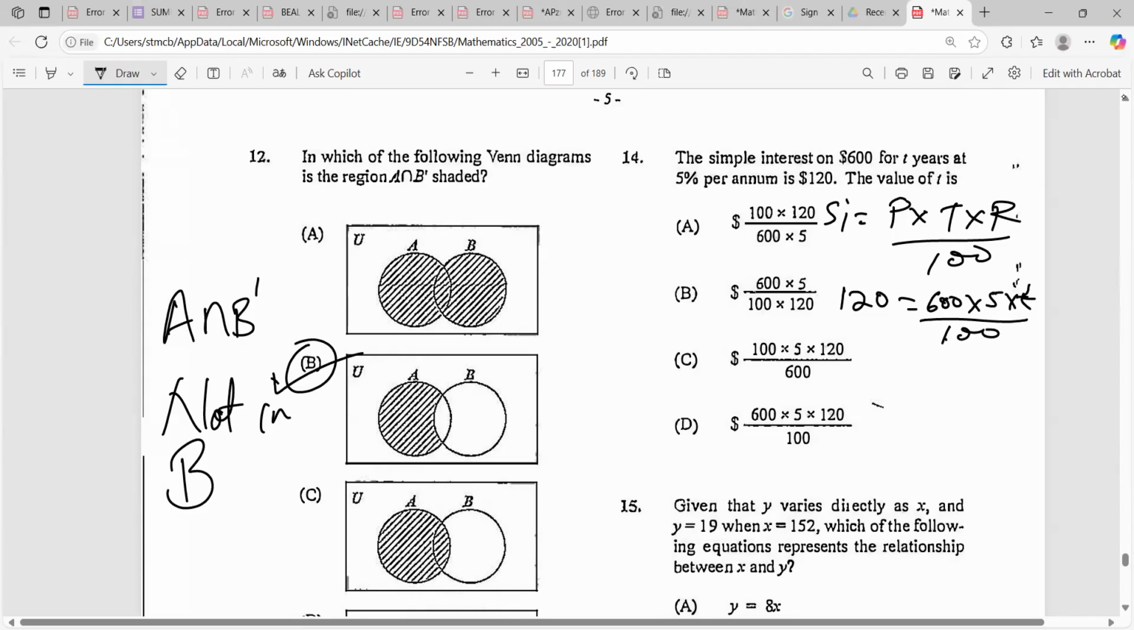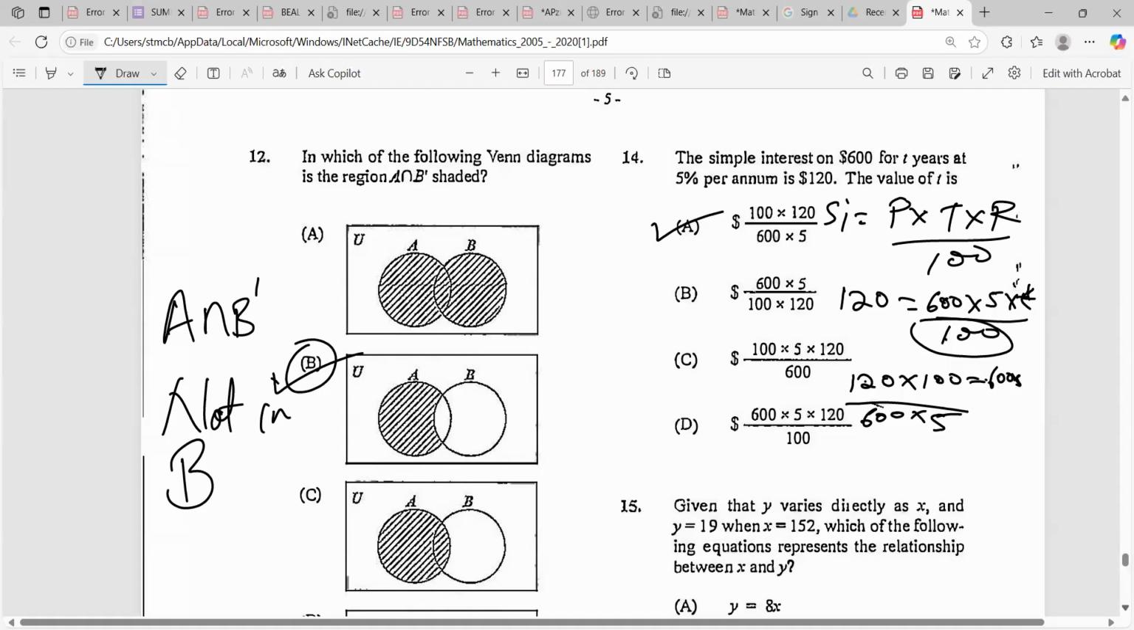Now what they want us to do is make T the subject. So we're going to take the inverse of this, which is times. So it's going to be 120 times 100 equal to 600 times 5 times T. And of course, we do the opposite, which is divide. So it will be divided by 600 multiplied by 5. So that's what T is equal to. Of course, that would have been A, 120 times 100. The order might change around, but it's the same thing.